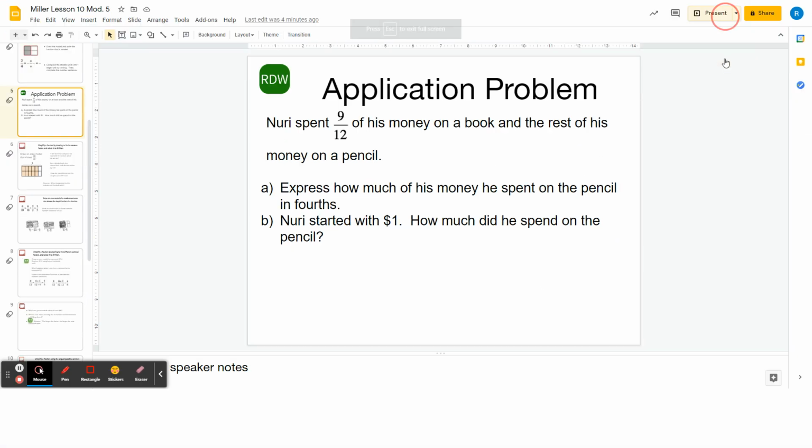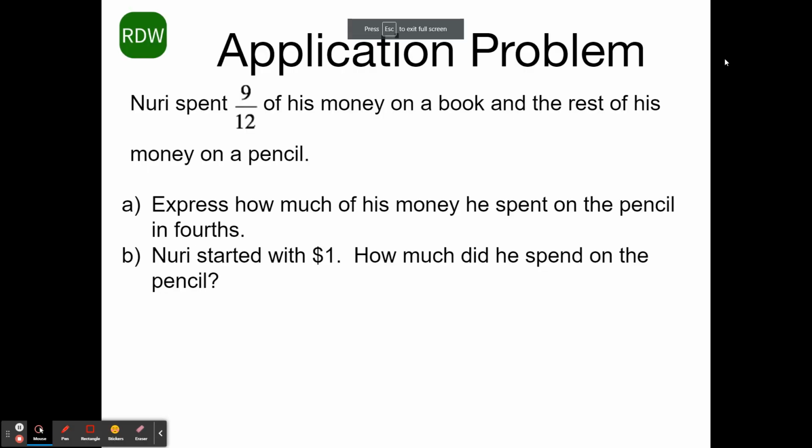Okay, so now let's get into our lesson now that we've done our warm-up. We're going to start with the application problem, so I want you to pause the video, figure out the problem, press play when you're ready to check your work. Make sure you do your absolute best and try to figure it out before you just listen to me explain it to you. Okay, so pause the video, press play when you're ready.